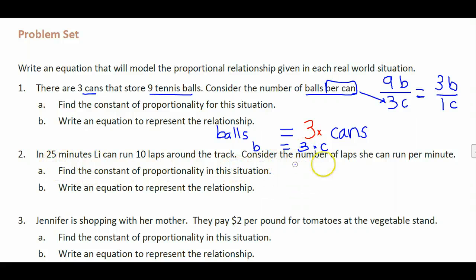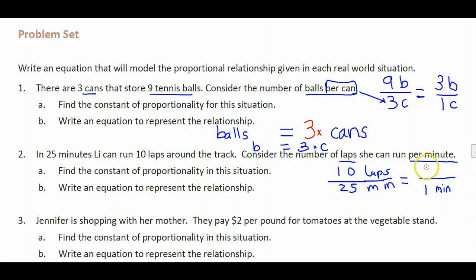The next one, we have to consider the number of laps per minute. So we want laps per minute. It's a little confusing the first time I looked at it. Laps per minute. We've got laps, we've got minutes. We've got to be careful. She can run 10 laps in 25 minutes. So since we want per 1 minute, we're going to divide 10 by 25.